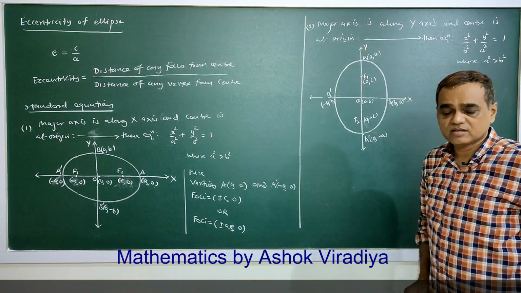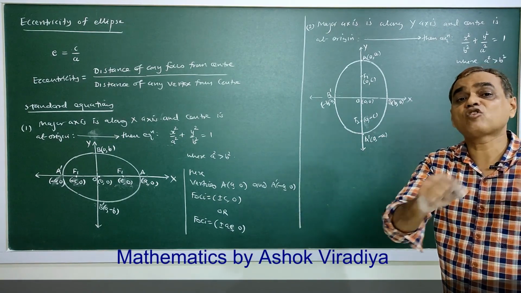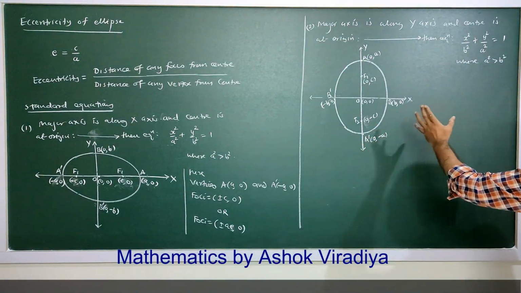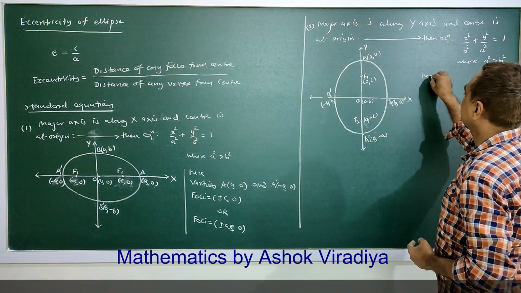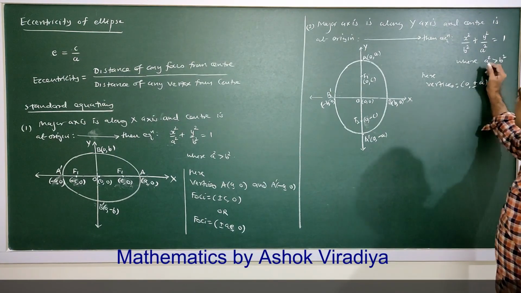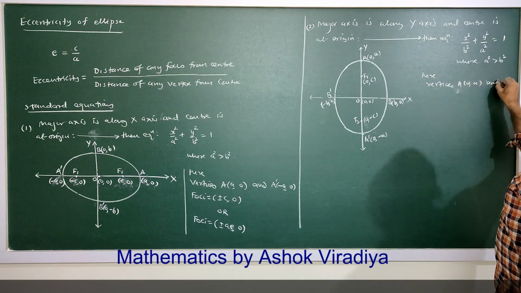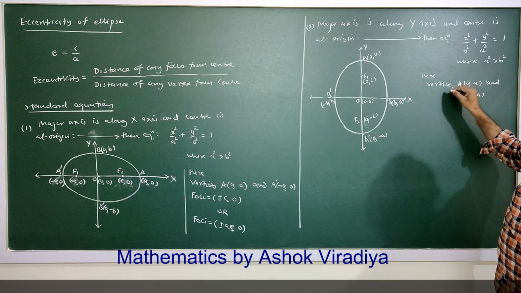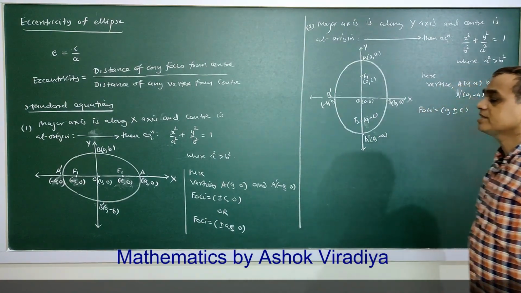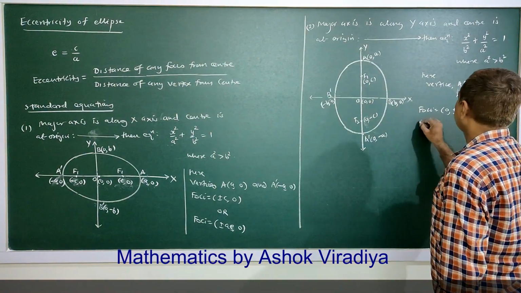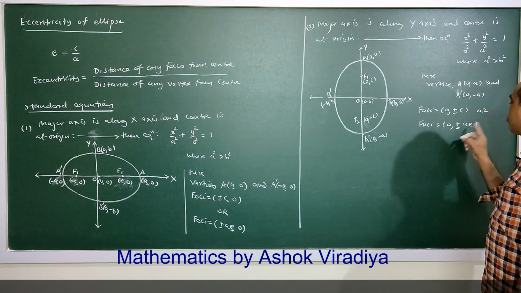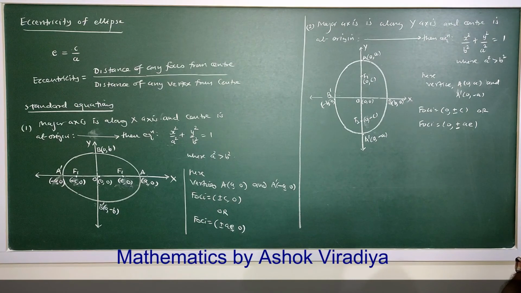In both cases, length of major axis is 2A, length of minor axis is 2B. Distance between foci is 2 times C. These values we are maintaining in both cases. Here vertices are (0, plus minus A), that is A (0, A) and A dash (0, minus A). These are vertices. Foci are (0, plus minus C), or this can also be taken as (0, plus minus A times E). If E is given, then it can be found by this formula.